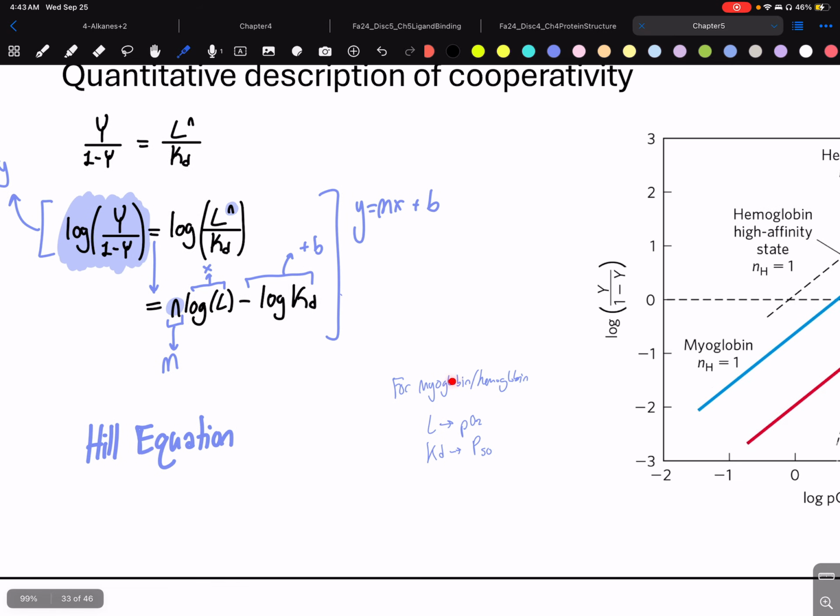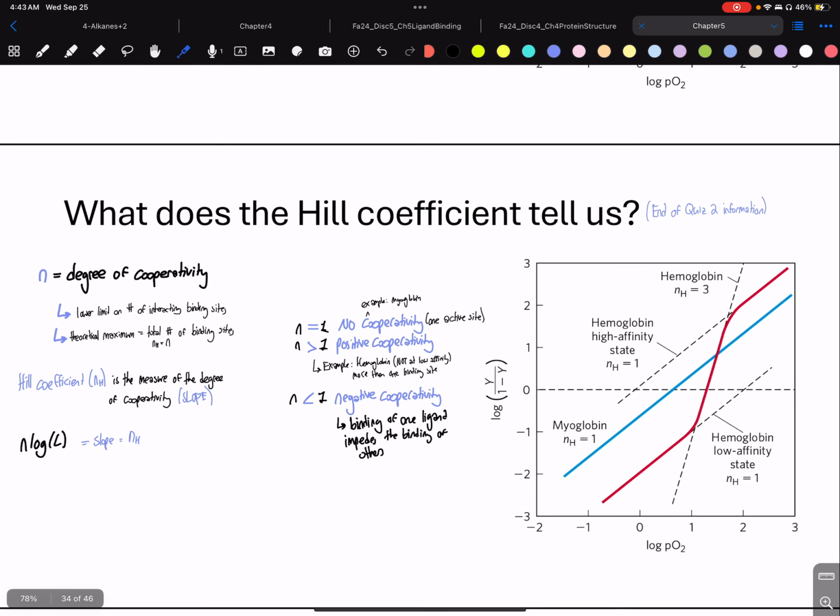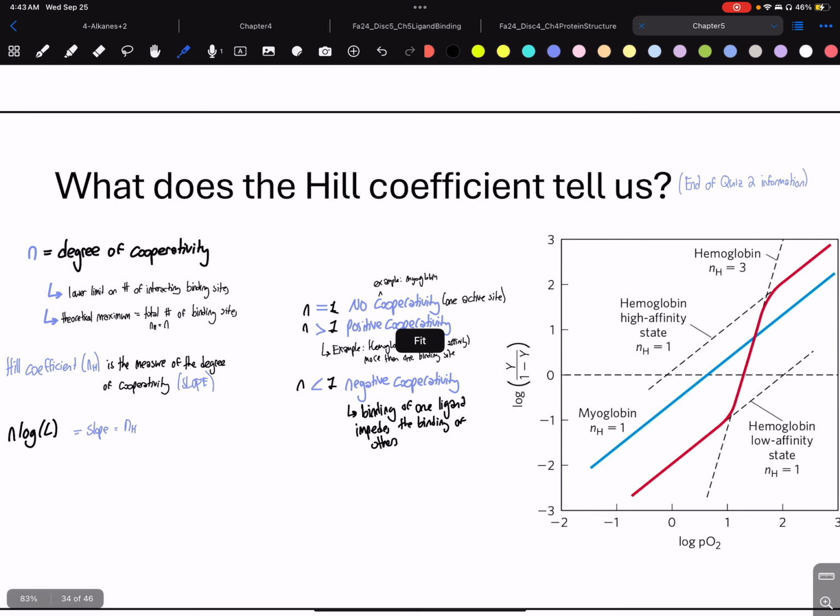And then if you're doing it from myoglobin to hemoglobin, you would just change the L to PO2 and your Kd to P50. So this is the last of the quiz 2 content.